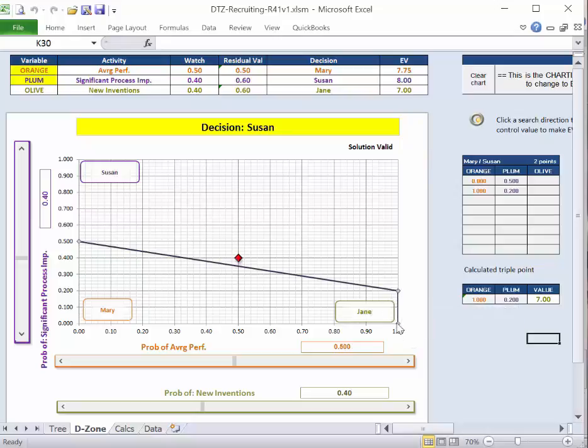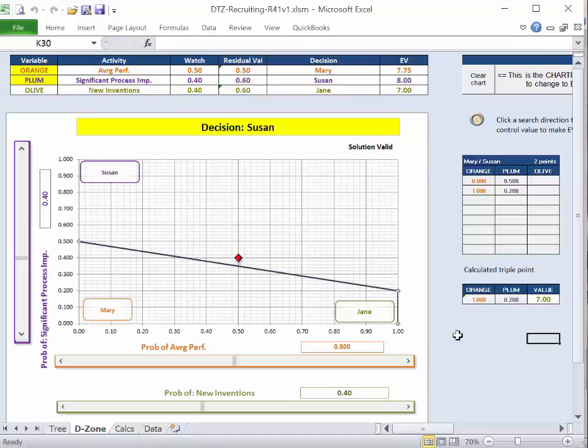Our 3rd dimension is right here. Under this scenario, we would only consider Susan and Mary. So this chart is extremely useful and is highly sensitive to Jane's ability to produce new inventions. If it's 40%, she should be counted out. And if it is 55%, Mary should be counted out. Susan is always a preferred candidate under both scenarios.